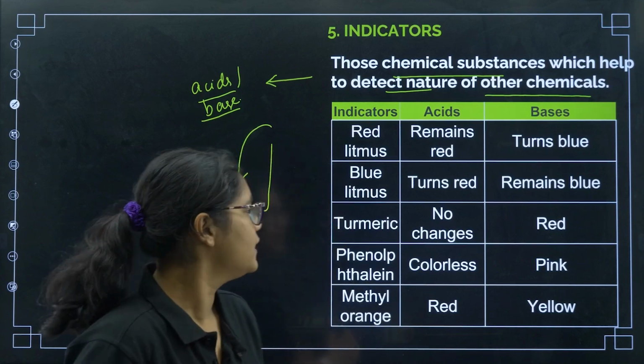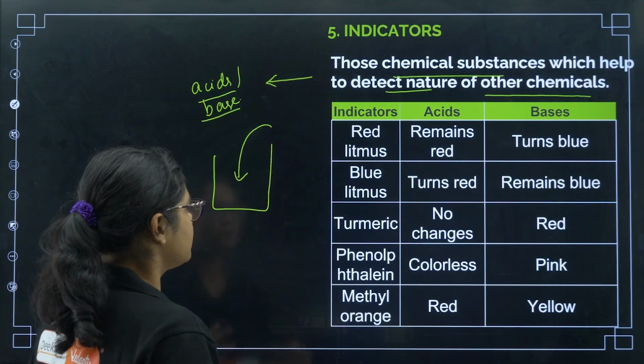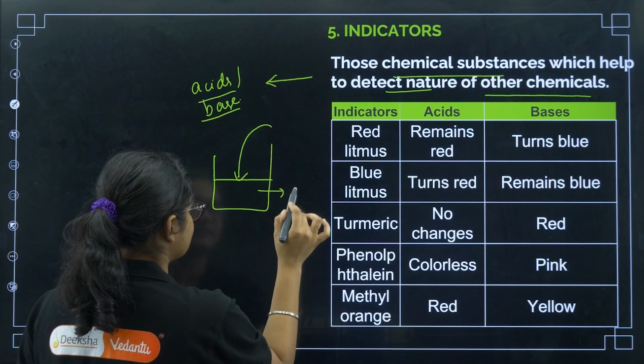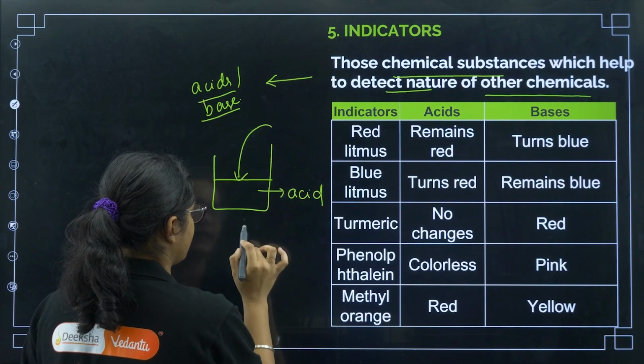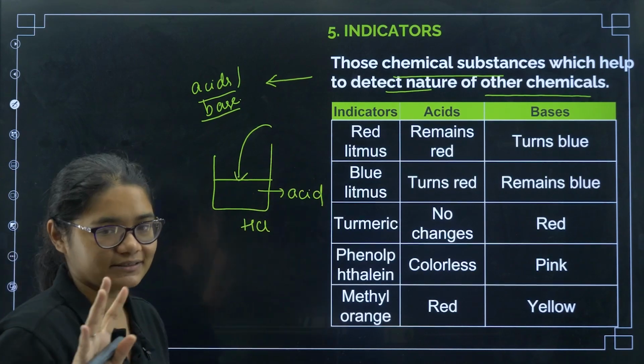Now for example, you take red litmus solution. Suppose this solution is acidic in nature. You have taken HCl here. Now when you add red litmus, the red litmus will remain as it is.